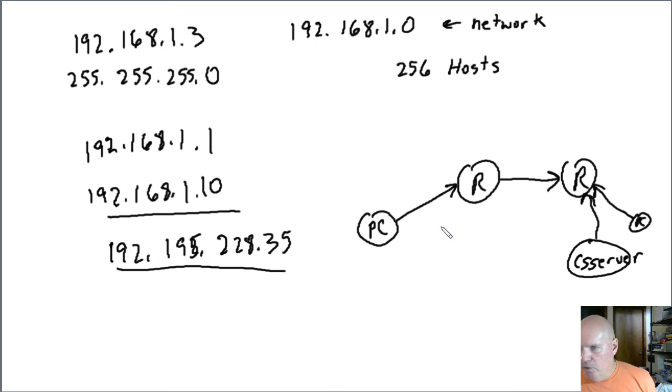So that's a brief and fairly quick overview of TCP/IP networking. We'll continue this discussion next time. I'll talk about wireless IP networking and also IP version 6.